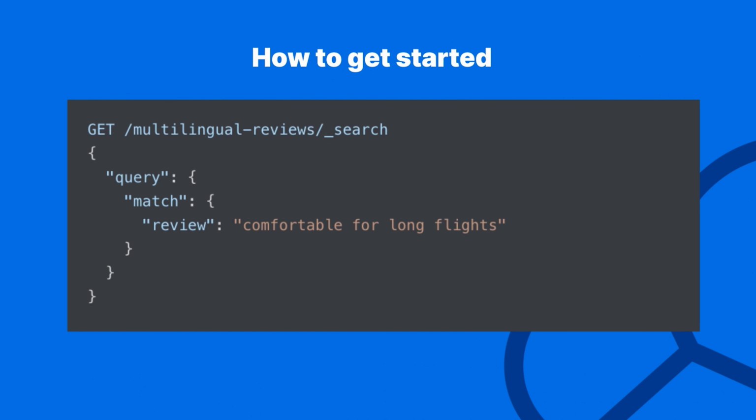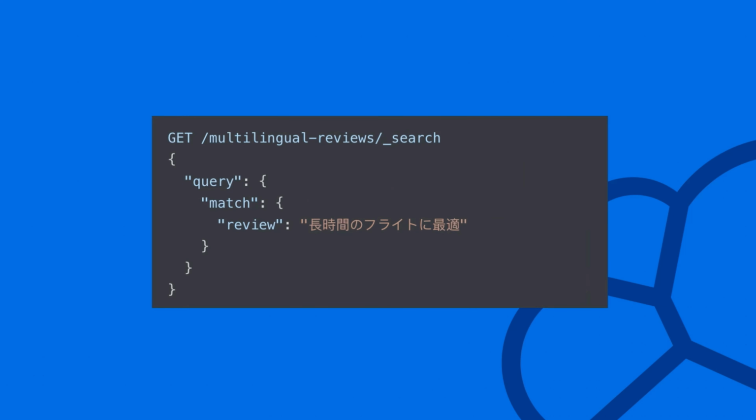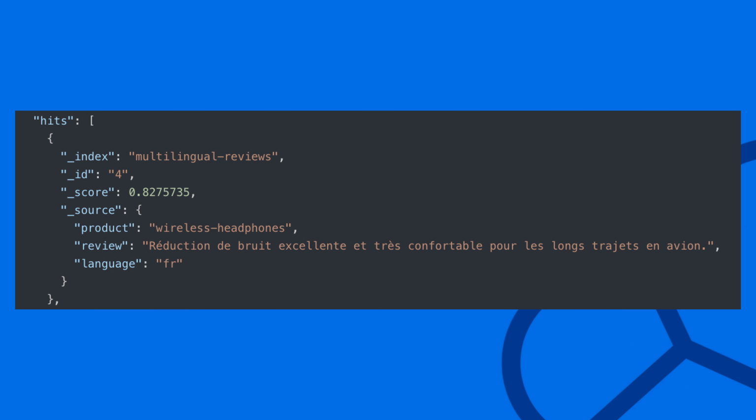Here we're asking whether these headphones are comfortable for long flights. And here's what we got in our search results. We see that the French review ranks first, even above the English one, because it's a closer semantic match to our query, even though the languages are further apart. This shows that this Jina model ranks by semantic relevance and not by language. And we'll see the same thing when we use a query that's in Japanese. Using a query that's translated to ideal for long-haul flight, we still see that the French review ranks on top because, again, it's a closer semantic match.